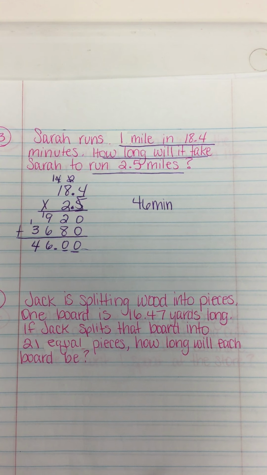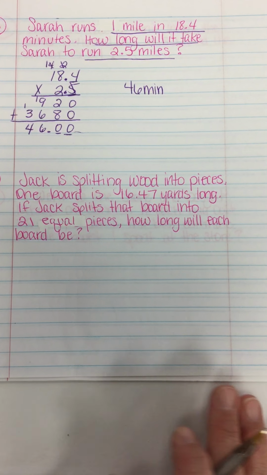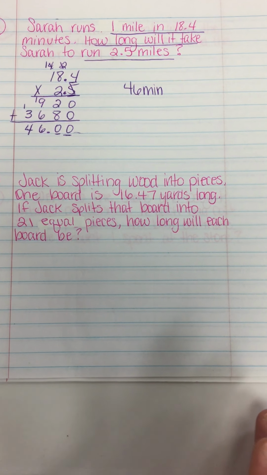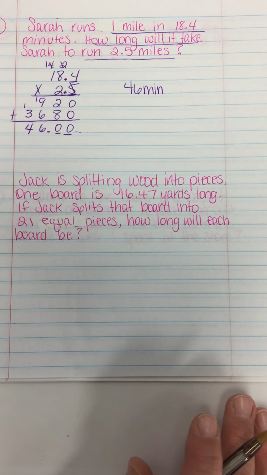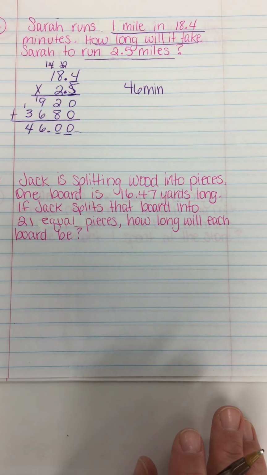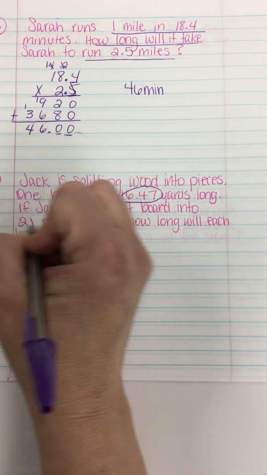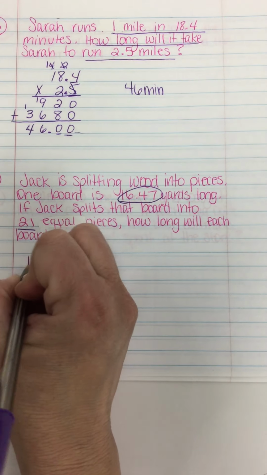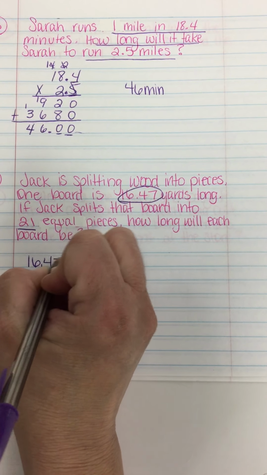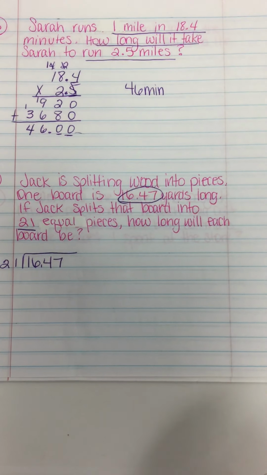All right. Jack is splitting wood into pieces. One board is 16 4/47 yards long. If Jack splits that board into 21 equal pieces, how long will each piece be? So you're taking and dividing 16 4/47 by 21.